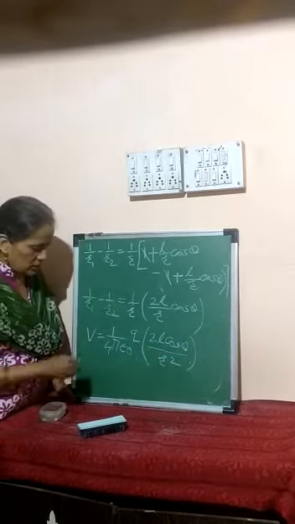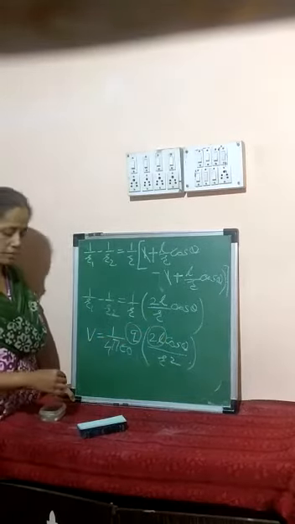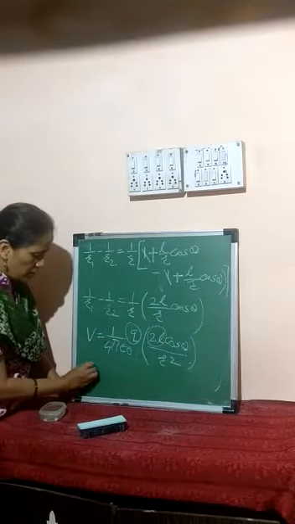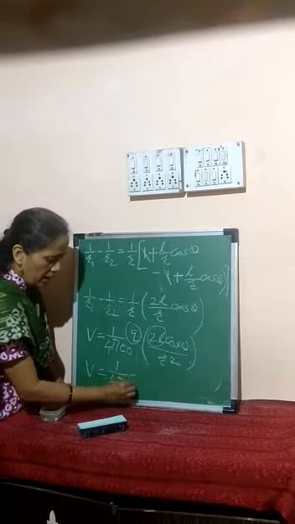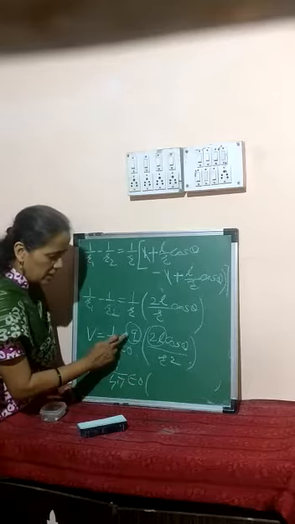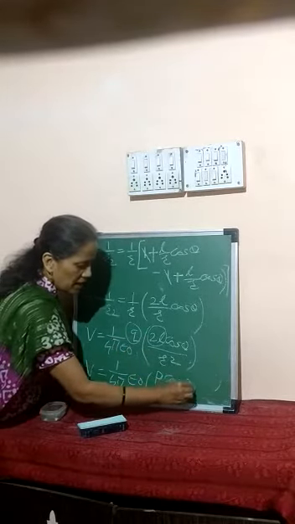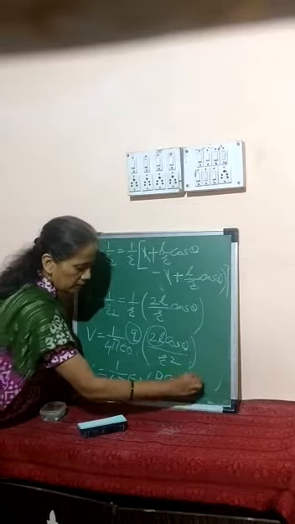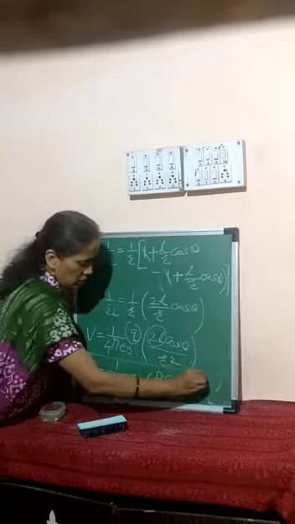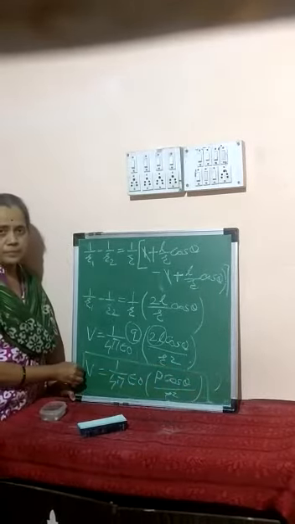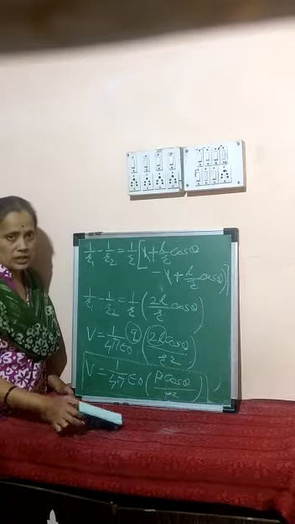Now in that, this Q multiplied by twice L is nothing but your dipole moment. So it will become V is equal to 1 upon 4 pi epsilon naught into bracket. Instead of Q into 2L, I can substitute P cos theta upon R square. So this is nothing but your electric potential due to a dipole. Now for this equation we can consider the special cases.